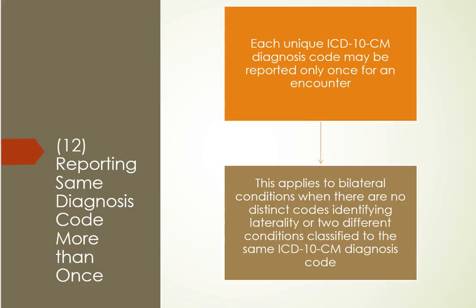So for a given encounter, each unique individual ICD-10-CM code can only be reported once. Now, you may be thinking, well, what about situations when a patient has a bilateral condition and there is no code that shows left, right, or bilateral? Can I just report that same code twice? And the answer is no. Why? Each unique code can only be assigned once per encounter.